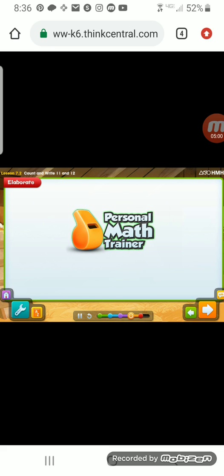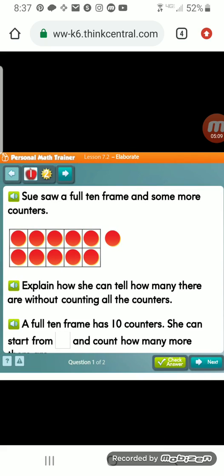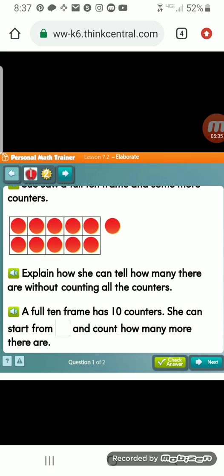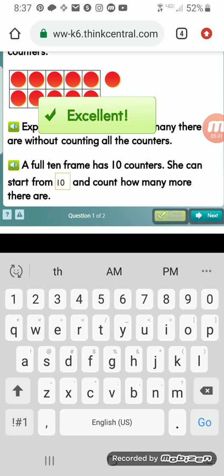Now let's practice with the personal math trainer. This one says, Sue saw a full 10 frame and some more counters. Explain how she can tell how many there are without counting all the counters. Well, we already know that that 10 frame is full, so it has 10 counters. So we can say 10, 11. A full 10 frame has 10 counters. She can start from 10 and count how many more there are. Excellent!